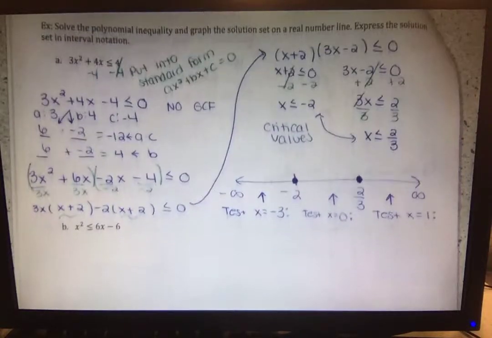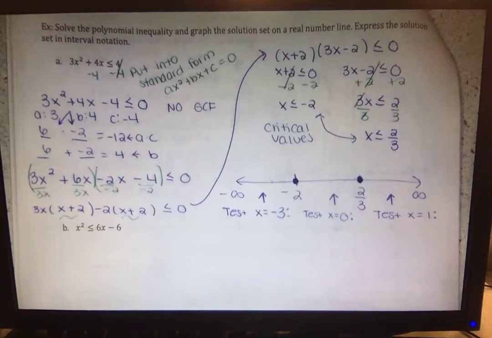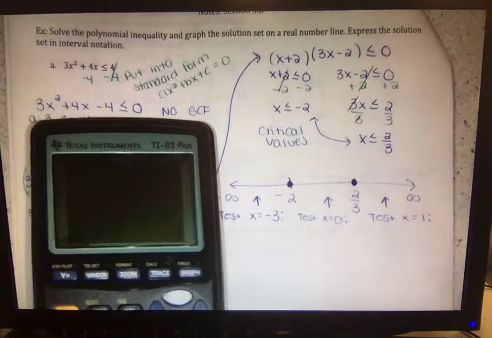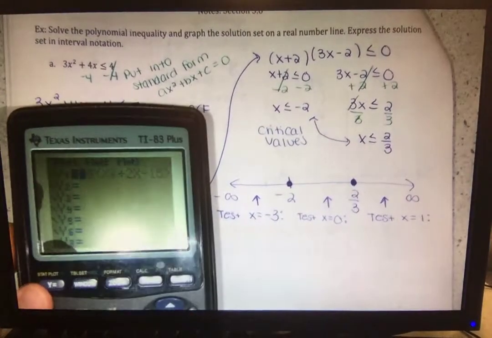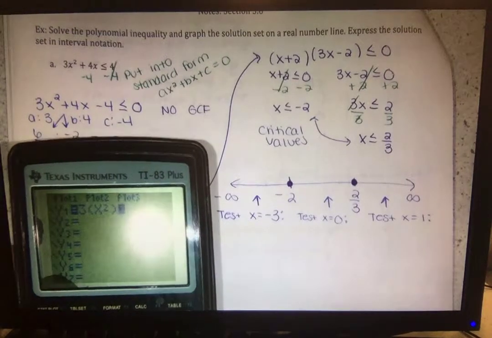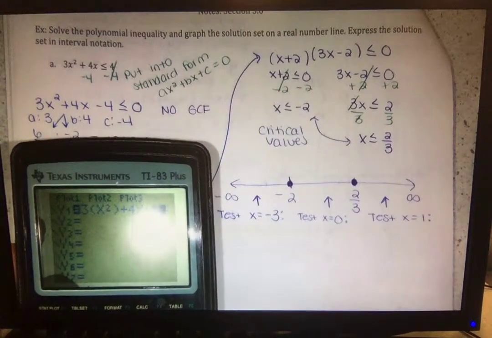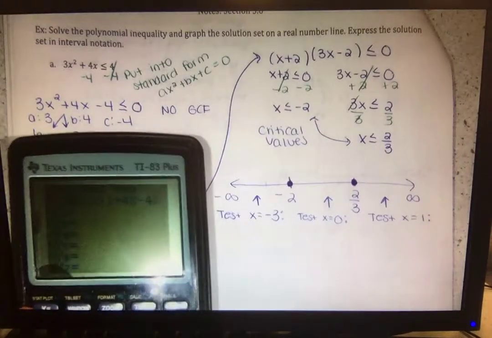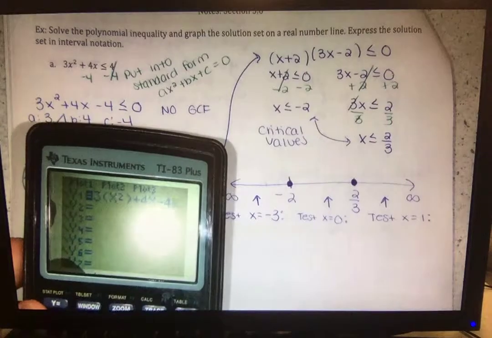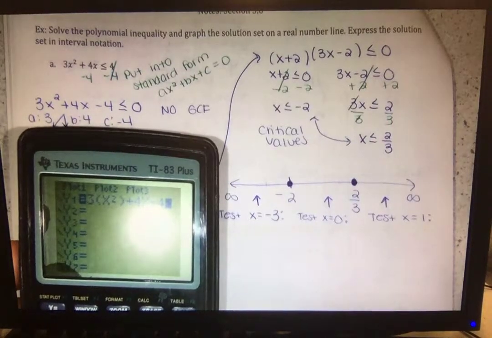What we can do, because we're going to use our calculator to help us do the hard work, is go to our y equals. We can plug in this equation in standard form, so 3x squared plus 4x minus 4. I'm just going to plug in the expression, 3x squared plus 4x minus 4. And then we can go to our table, so second table.